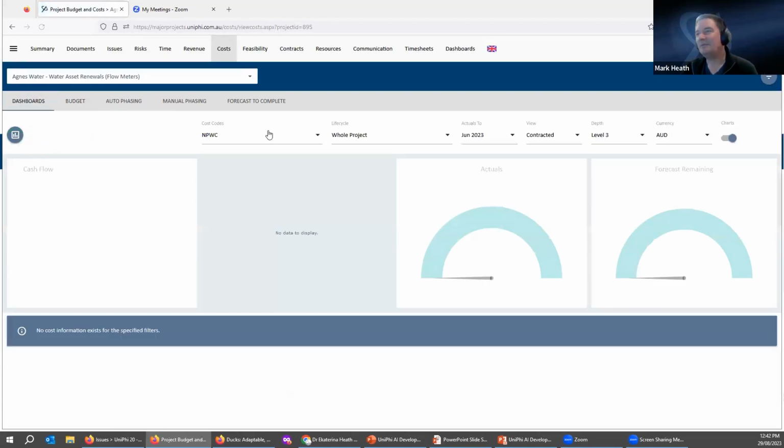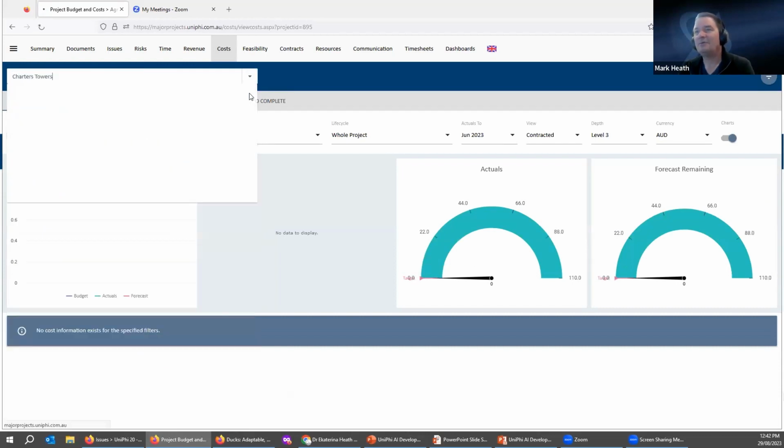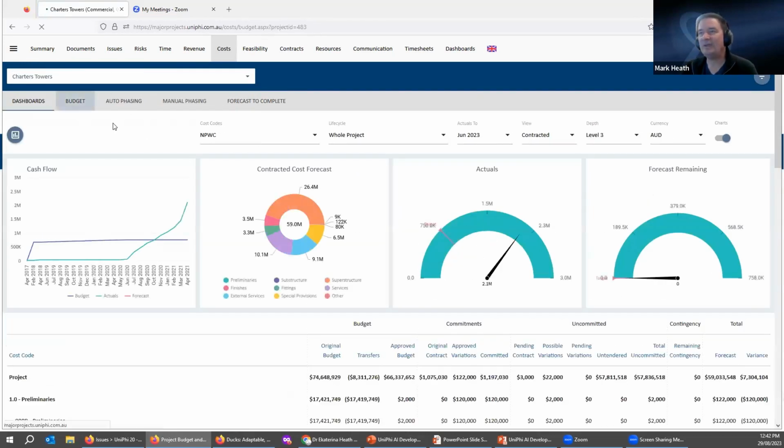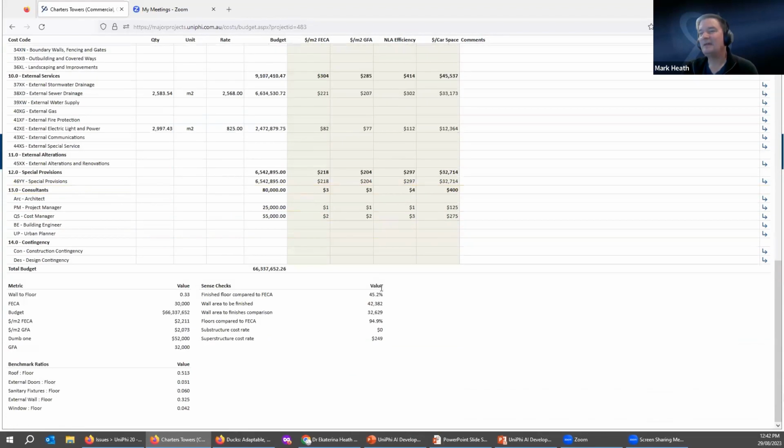To put that into context, if I just go to this project here, when we get budget estimates coming in from estimating tools, this is the sort of quality of information we get. It's fantastic. Quantities of the different elements, rates coming across for that, and then underneath, metrics and benchmark ratios and fence checks. This data can then be used to do the build my budget.